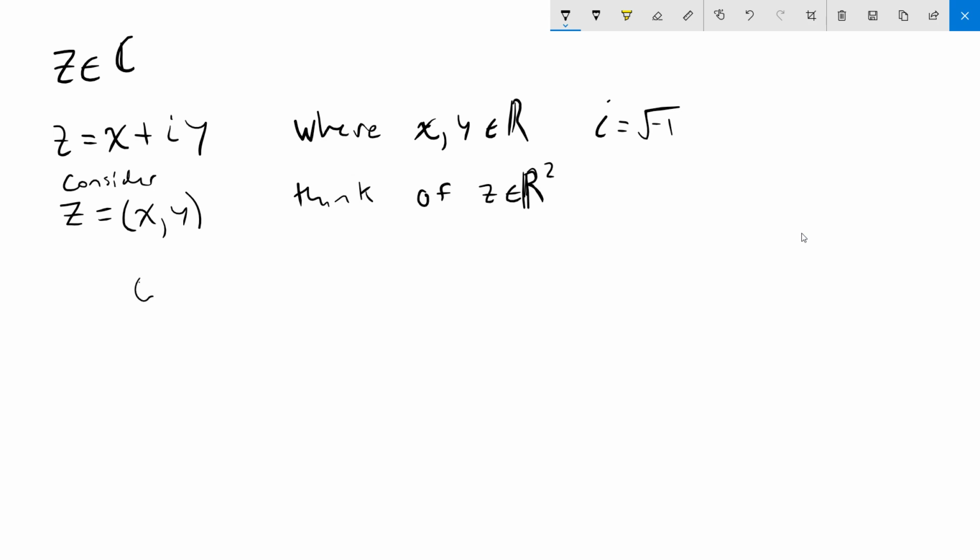Complex plane, compared to the R2 plane. In the complex plane, we've got an imaginary axis. So this goes up in multiples of i, right? This vertical axis, and this is the real axis. So real axis, imaginary axis.